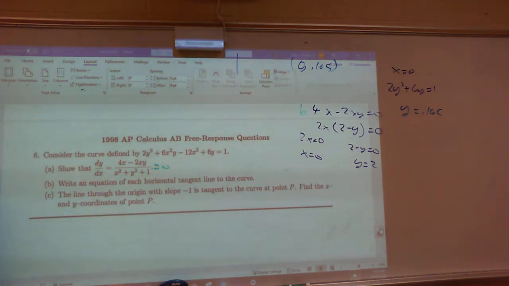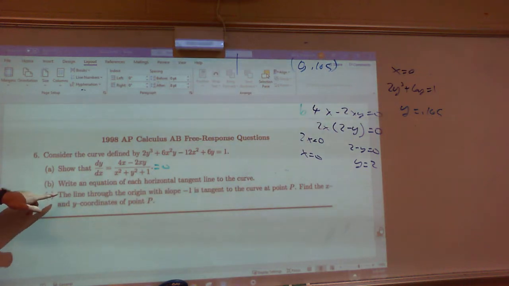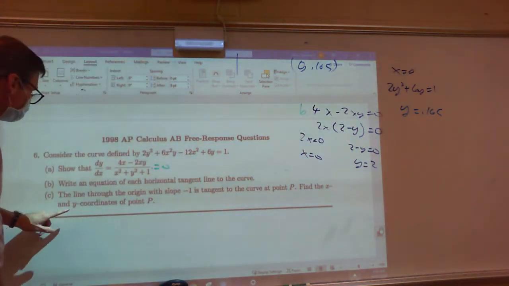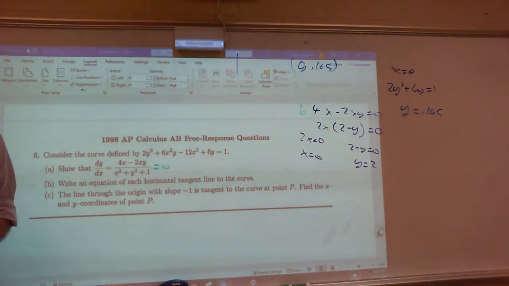All right, next algebra thing. It says the line through the origin with slope -1 is tangent to the curve at point P. Find the x and y coordinates of point P.